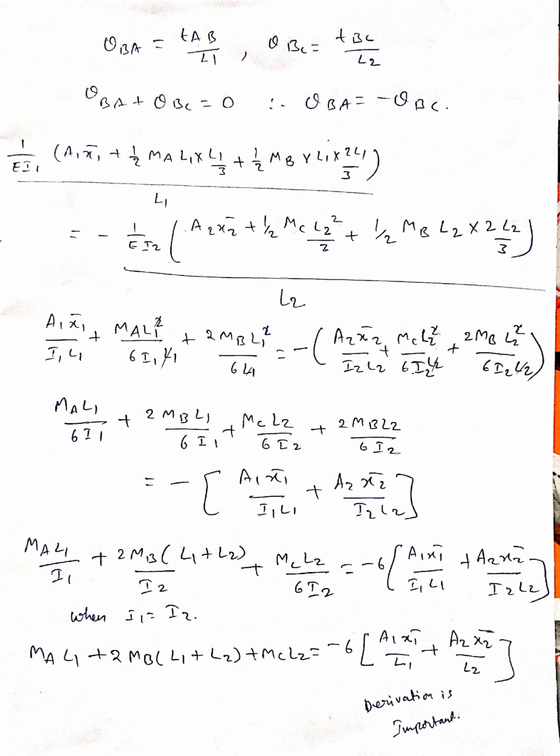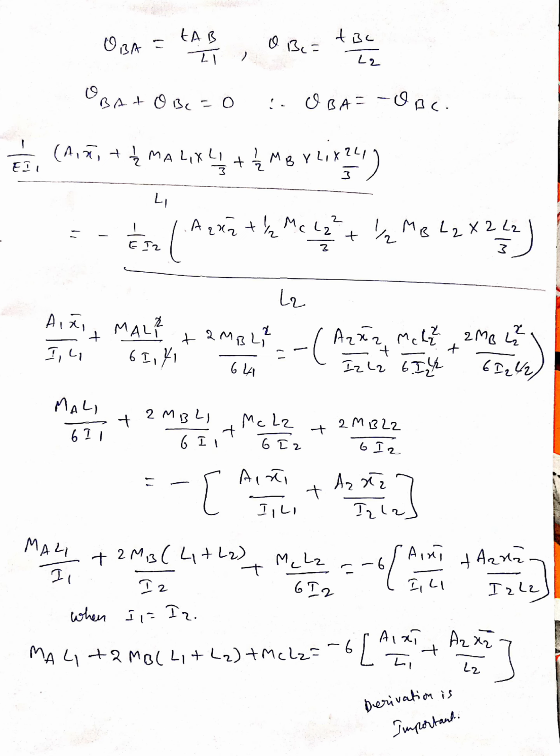So theta BA equal to tAB by L1, theta BC equal to tCB by L2, theta BA equal to minus theta BC. So if we equate these, we get the theta BA and theta BC values. Let us equate, tAB divided by L1, tCB divided by L2. If we simplify it, we get finally MA L1 by I1 plus 2MB into (L1 by I1 plus L2 by I2) plus MC L2 by I2 equal to minus 6 into (A1 x1 bar by I1 L1 plus A2 x2 bar by I2 L2).